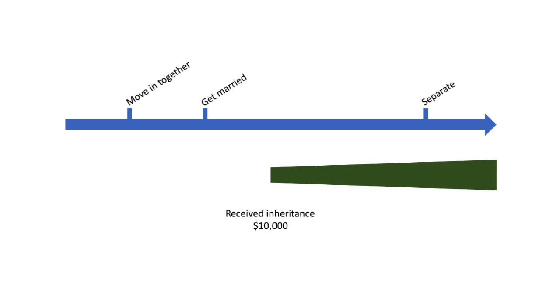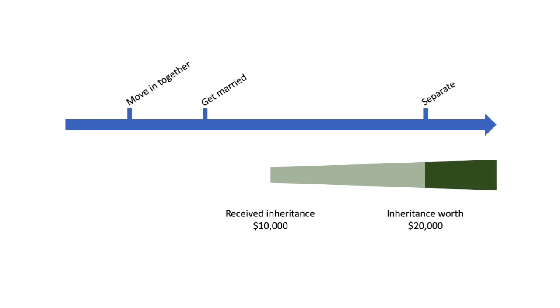In this case, let's talk about an inheritance that you received during a relationship. When you received the inheritance, you received $10,000. By the time you separated, it was worth $20,000, and thanks to an incredible rate of return, it's now worth about $25,000. And again, what you're sharing is the increase in value of the inheritance between the date that you received it and the date of your separation.